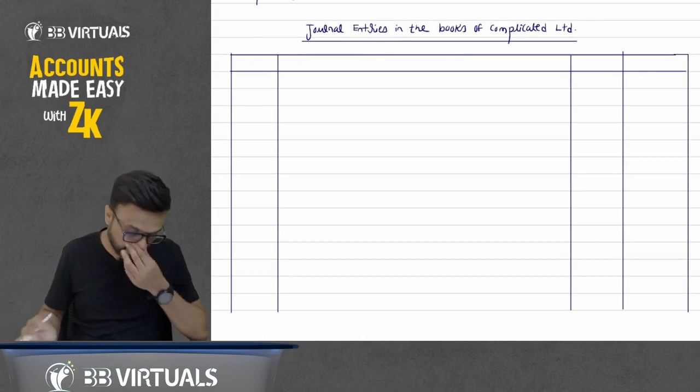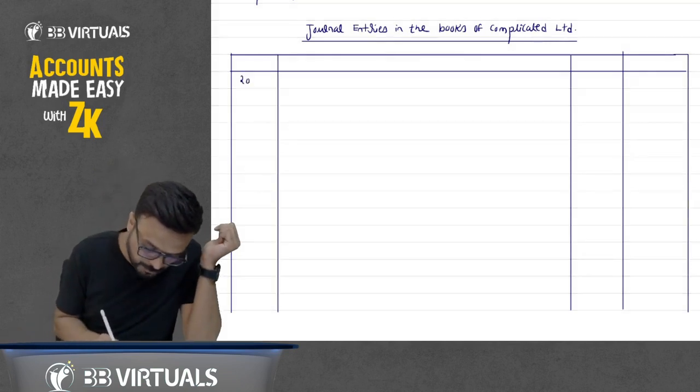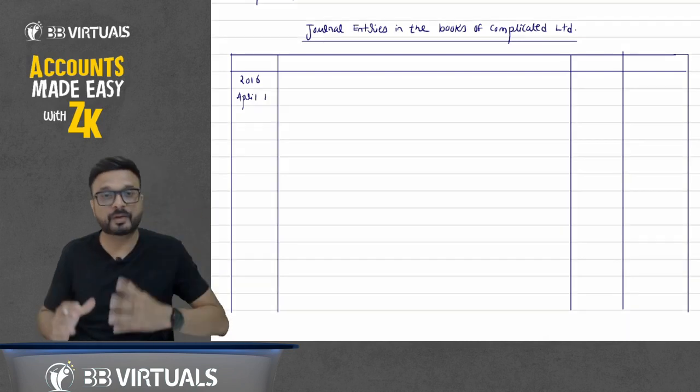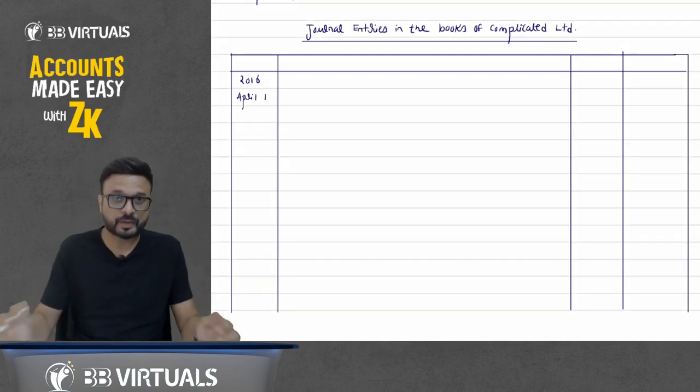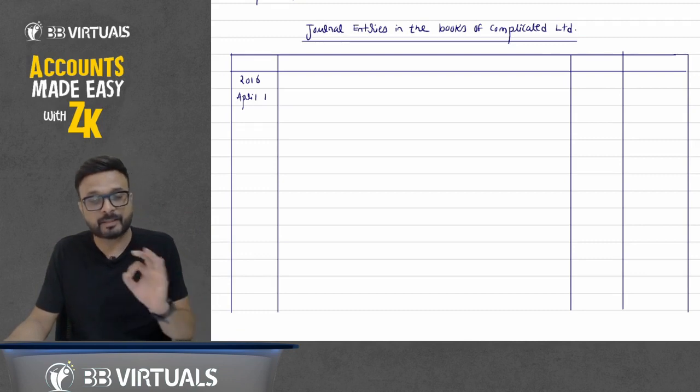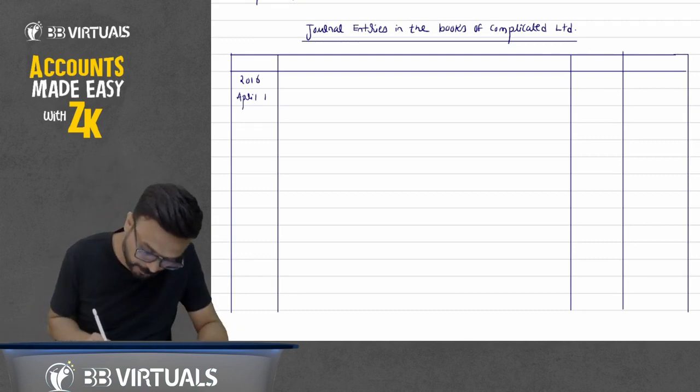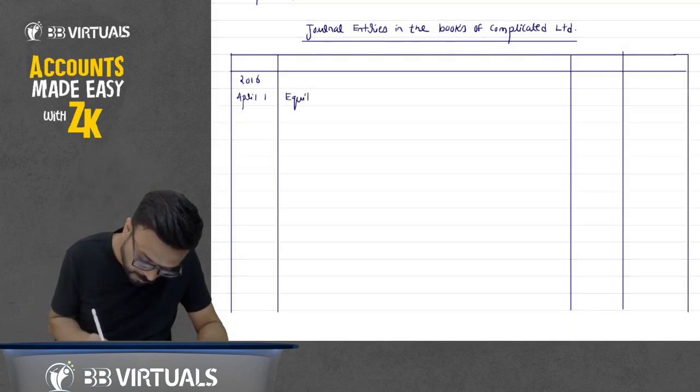Okay. Now first entry on 2016 April 1st. First we have purchase shares from the market. So what entry we pass for it? Equity share buyback account debit to bank account. Equity share buyback account debit.